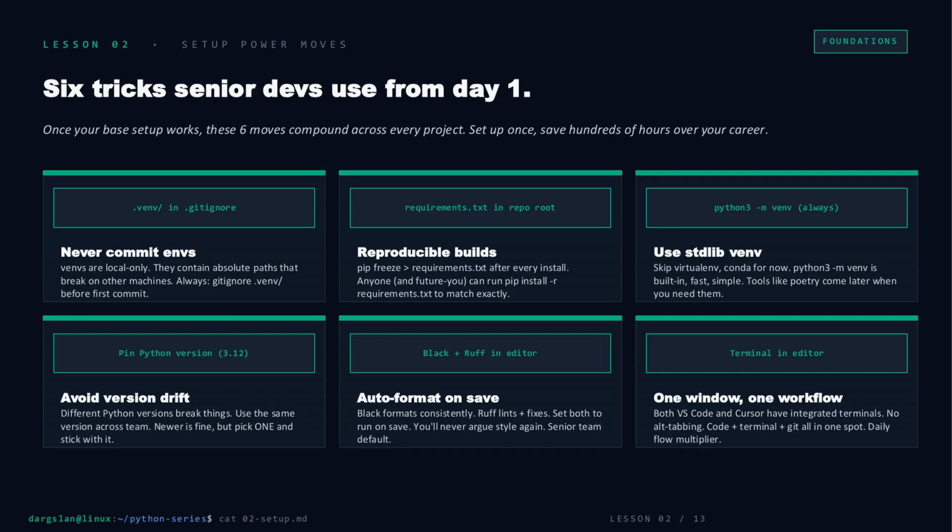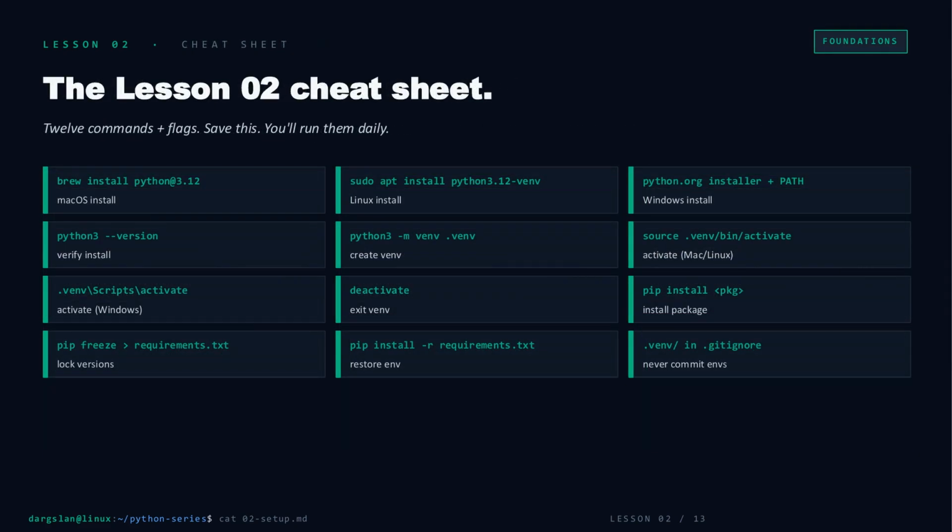Here are 6 habits that separate senior devs from tutorial followers. Start them on day 1. Gitignore your .venv folder before your first commit. Freeze your dependencies into requirements.txt so anyone can rebuild your environment, and stick with the built-in python3 -m venv instead of chasing fancier tools. Pin your Python version across the team to dodge version drift. Let Black and Ruff auto-format on save so style debates die, and keep your terminal inside your editor. One window, one flow.